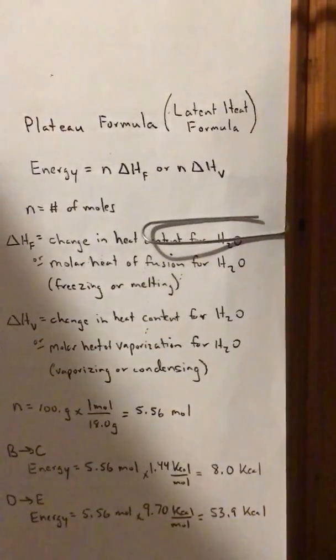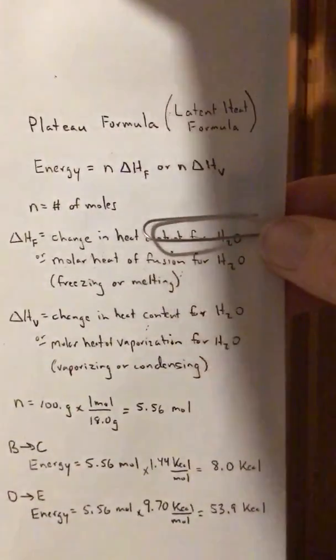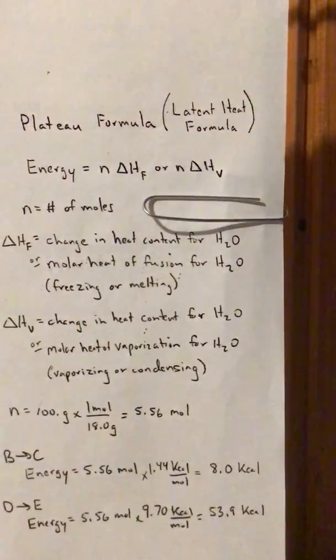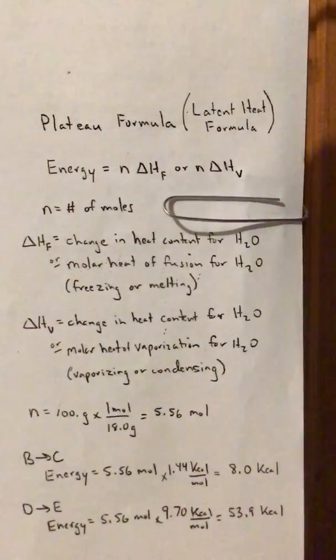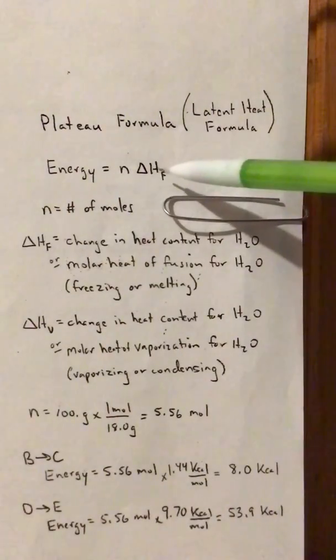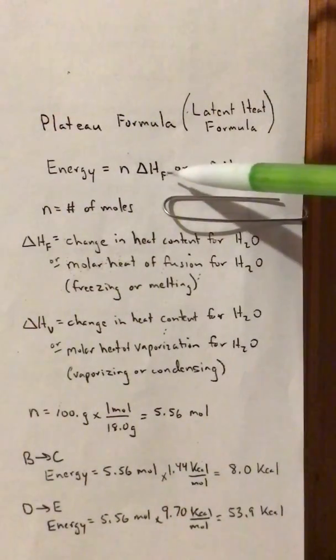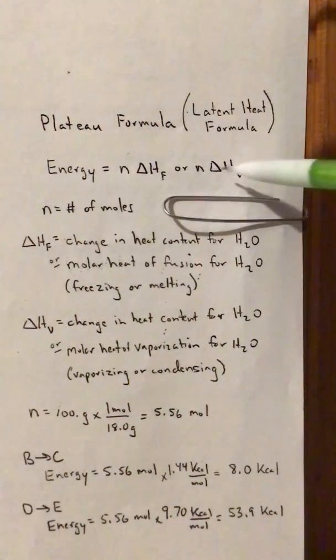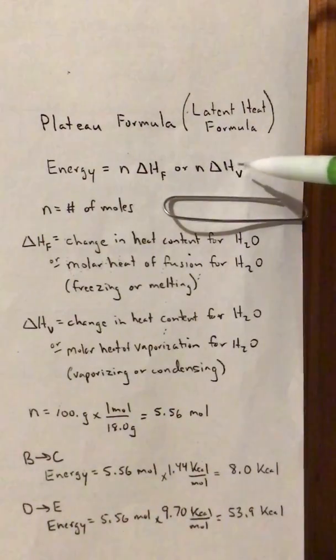The next formula we want to look at is the plateau formula, sometimes called the latent heat, because it's not reflected in molecules moving faster, but a change in potential energy or a change in position. It's n, the number of moles, times delta HF if you're on the lower plateau, which is the molar heat of freezing or fusion, and n times delta HV, which is the molar heat of vaporization. Condensation would always fit there.